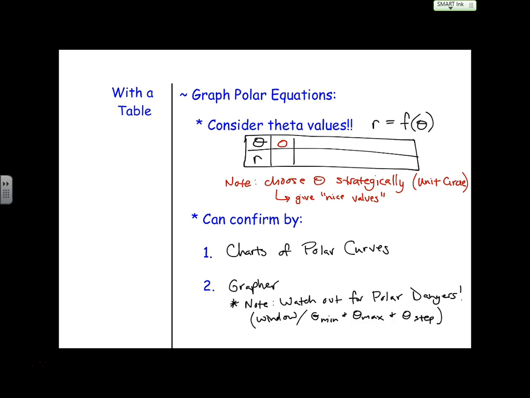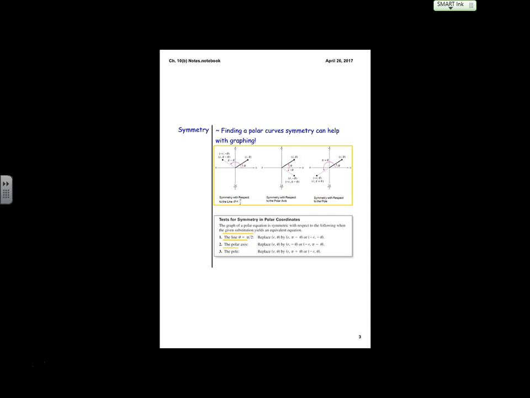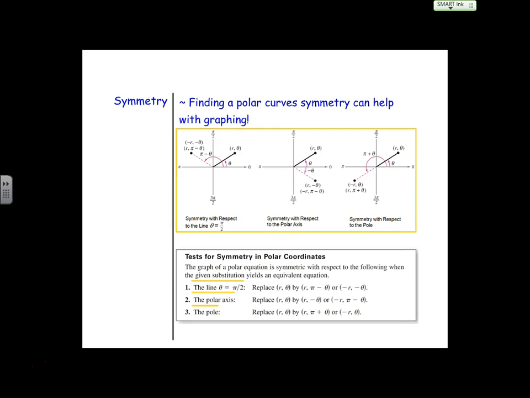But long story short, to graph with a table, what are you gonna have to know? You need to know your unit circle, like you guys should know. All right, there are some other clues with graphing.